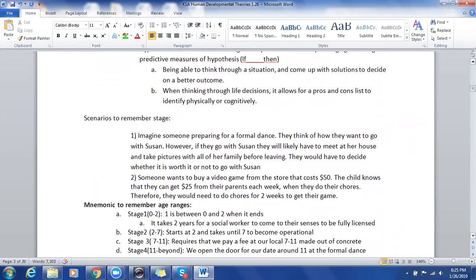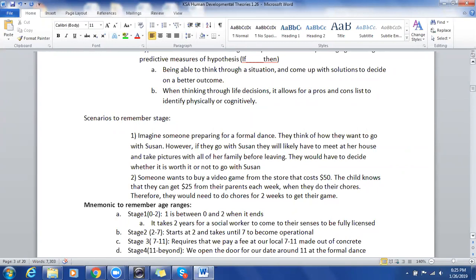So the scenarios to remember here: imagine someone preparing for formal dance and they think of how they want to go with Susan. However, if they go with Susan, they will likely have to meet at her house and take pictures with all the family before leaving. Therefore, he would have to decide whether it is worth it to go with Susan or not. If I go with Susan, then I'll have to take a lot of pictures. And that leads up to pros and cons. If the person doesn't entirely like pictures, they're probably not going to go with Susan. However, if they like Susan enough, they can take a bajillion pictures even though they hate it.